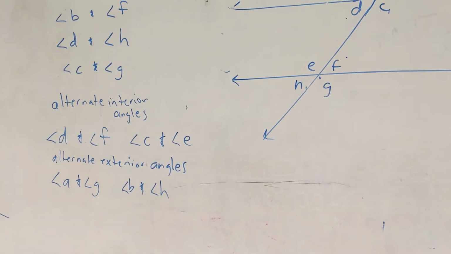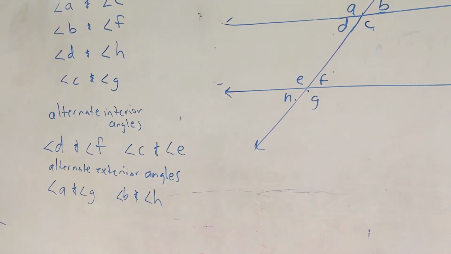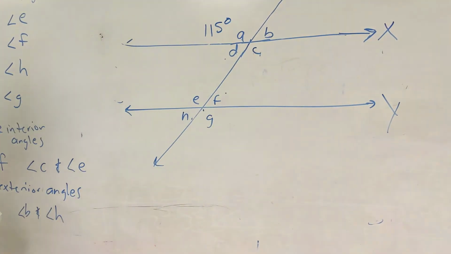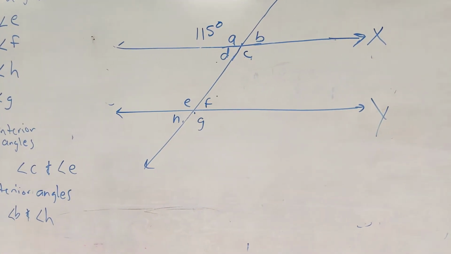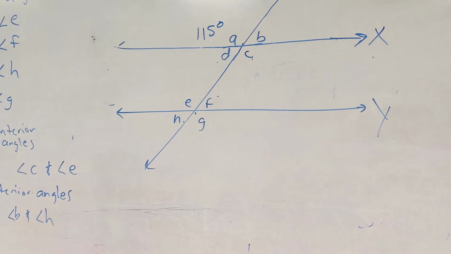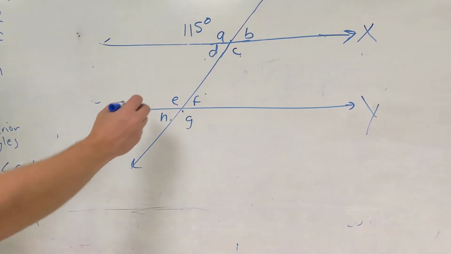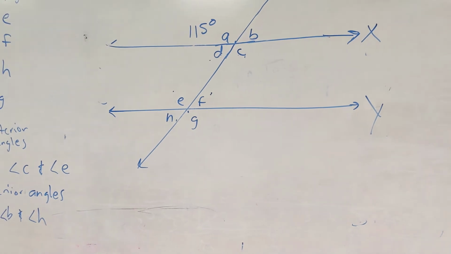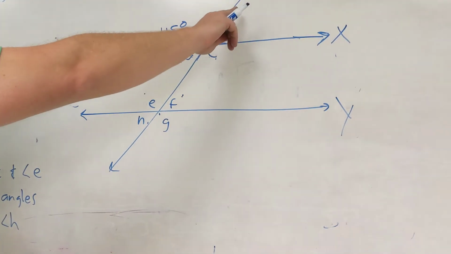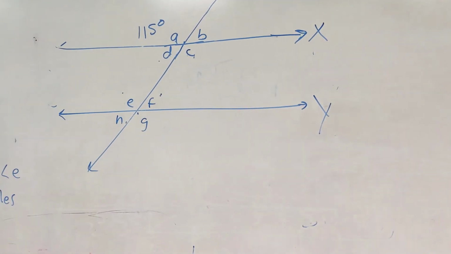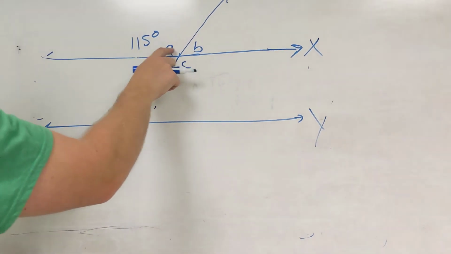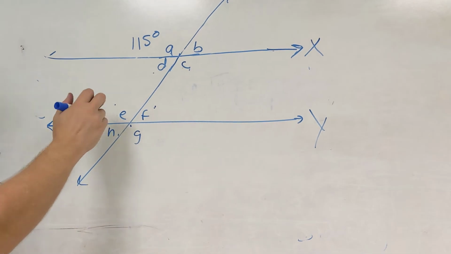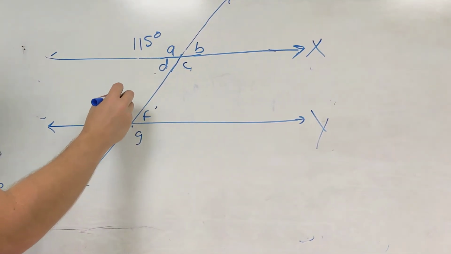Now it's asking you a question here on part D. If the measure of A is 115 degrees, what are the measures of E and F? Well, if you look at the way that that's crossing the lines, that's the way that this is crossing the parallel lines. If this is 115 degrees, then we know that this one should also equal 115 degrees.